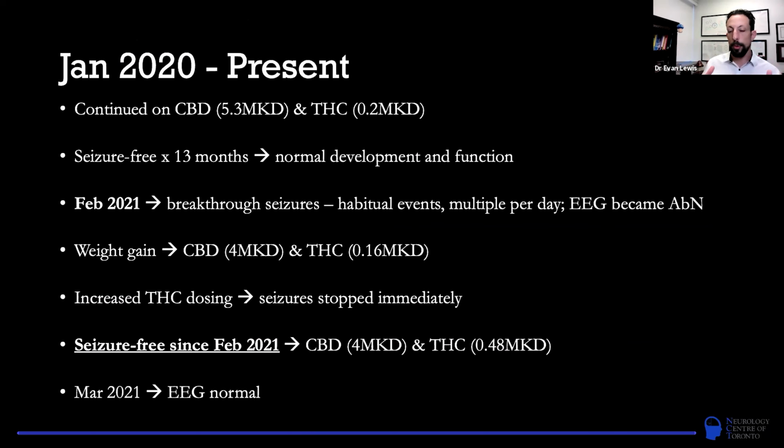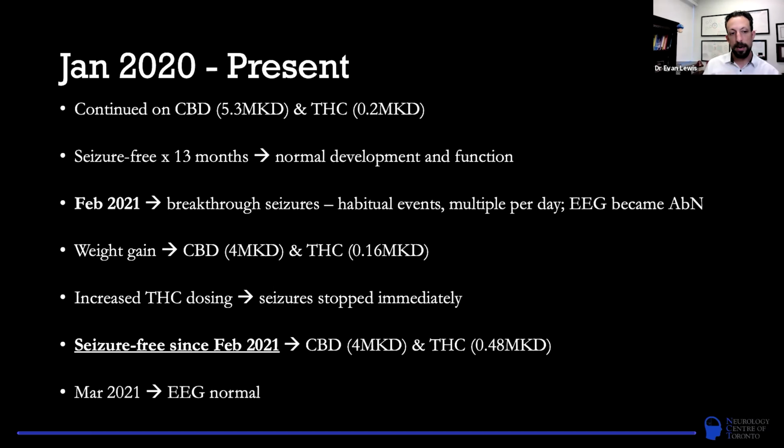Same type of events, multiple per day. The EEG becomes abnormal again. Now, she gained weight in that period of time, so her THC effectively dropped. So did her CBD. I held the CBD, just increased THC only, and the seizures stopped immediately again.